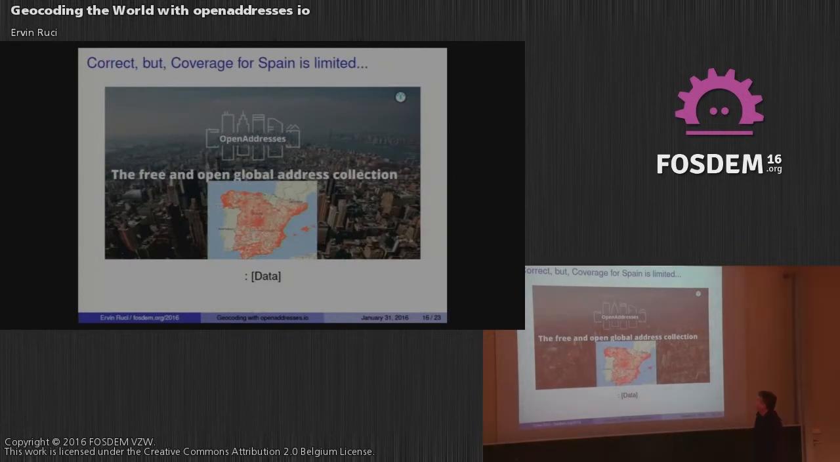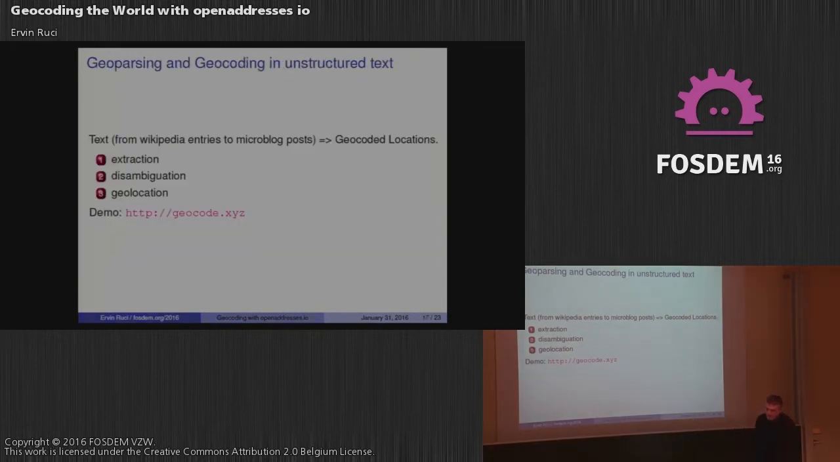The problem is, Open Addresses has good coverage in some areas. If you see Spain here, 2 provinces are missing, I think Bilbao and another one I'm not familiar with. So your coverage is only as good as your data. If you enter a location in those areas, you will not be able to find a response. So as far as geoparsing and geocoding in unstructured text goes, these are the 3 main steps. First, you have to extract. Then you have to disambiguate the result. And then you have to geolocate when you go to the data.